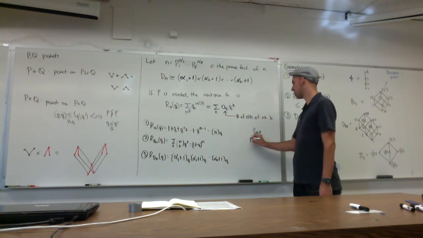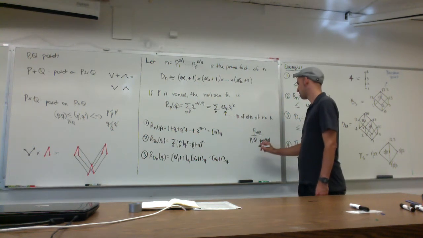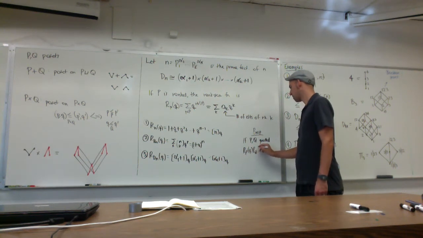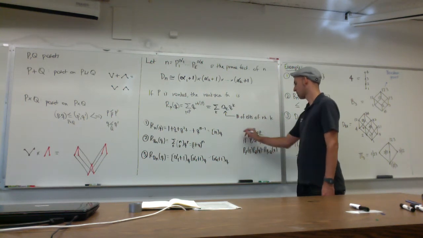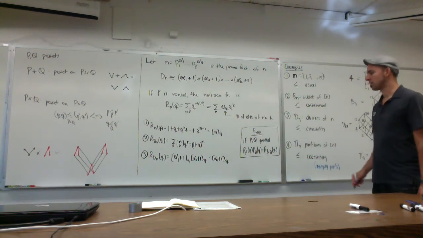which is that if P and Q are graded, ranked, then the rank generating function of P times the rank generating function of Q is the rank generating function of the product. Okay, that's a nice exercise that you can check.